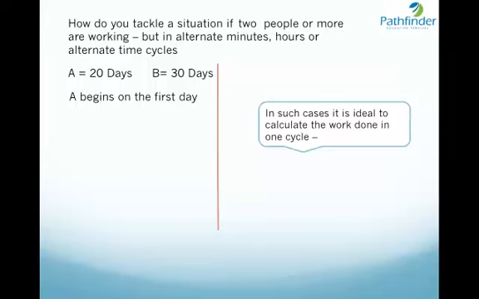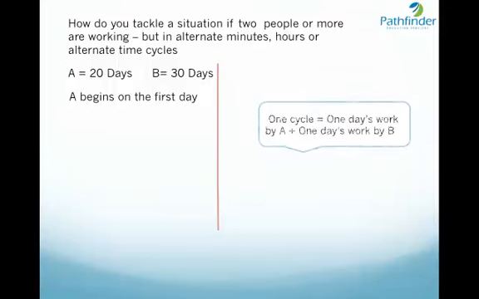In such cases, the first thing that you should understand is, because they are working on alternate days, A working on the first day and B working on the second day, then A works on the third day, B on the fourth day, and so on. So, if they work in alternate days, it is ideal to calculate the work done in one cycle of 2 days. Work done by A on the first day and the work done by B on the second day is equal to the work done in any one cycle. So, the work done in one cycle is equal to 1 day's work by A plus 1 day's work by B. Let us calculate that.